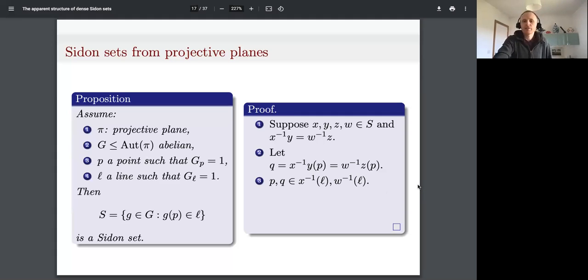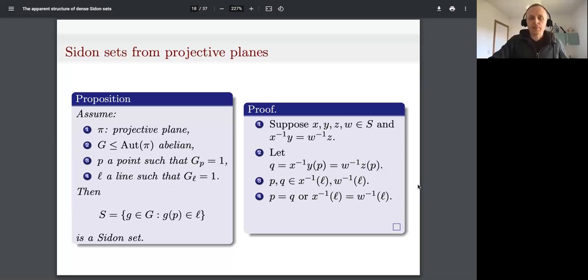Okay, so now we have a pair of points and a pair of lines such that both points lie on both lines. And that's not allowed in a projective plane unless the 2 points are equal or the 2 lines are equal. So either P equals Q or x inverse L equals w inverse L.